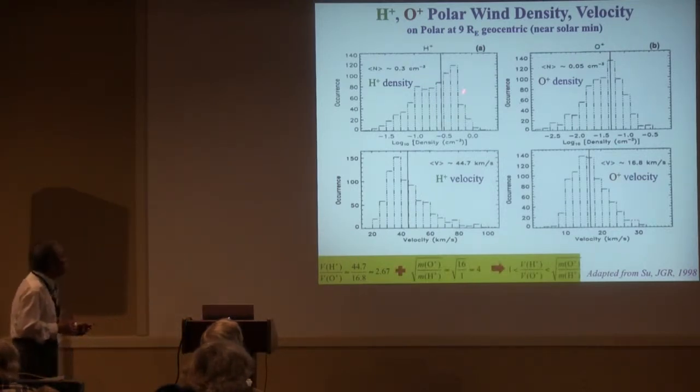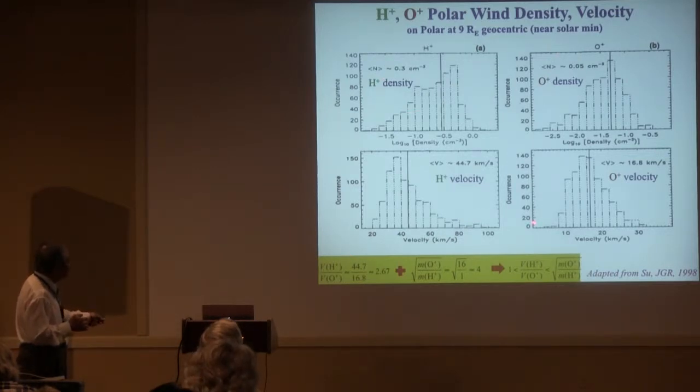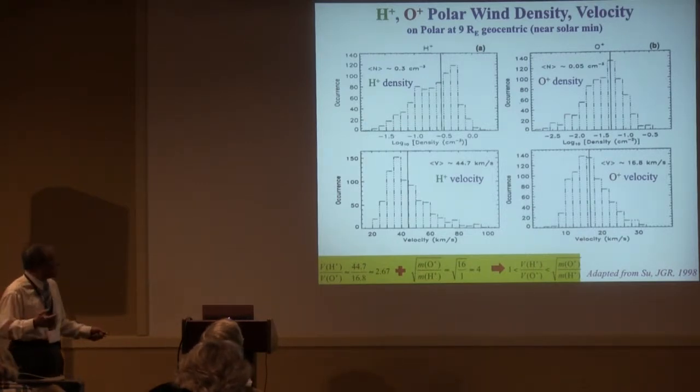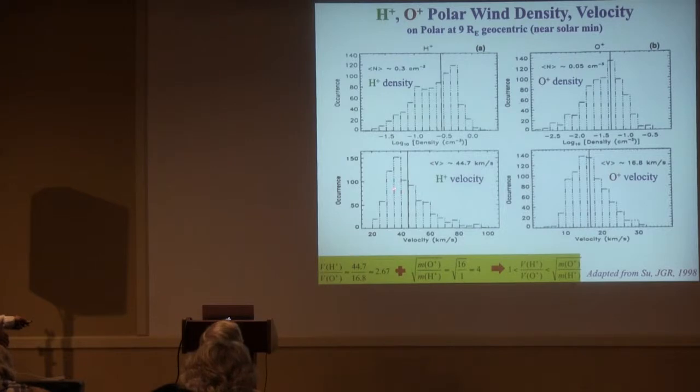This next slide shows the observed polar wind occurrence distribution near the polar apogee at 9 RE geocentric. Now these observations were from Xu et al., taken near solar minimum. And it shows the hydrogen and oxygen density and velocity. The point in this slide is that even though the density is significantly smaller than hydrogen, the oxygen component was still quite observable in the polar wind. It was observed with a mean velocity of about 17 kilometers per second. In comparison, the hydrogen has a velocity on the order of about 45 kilometers per second.